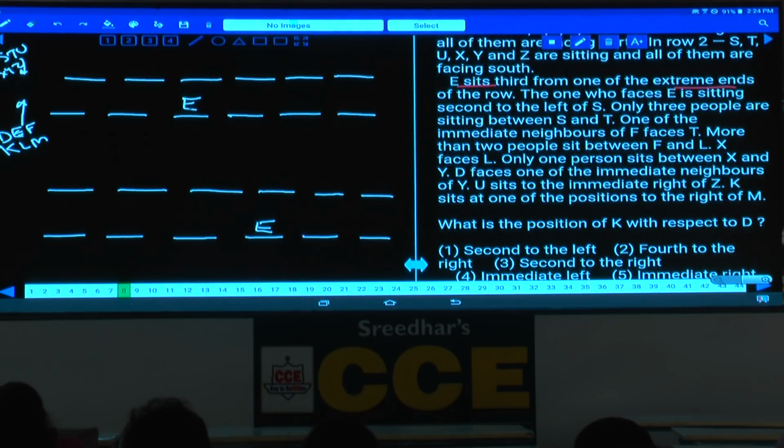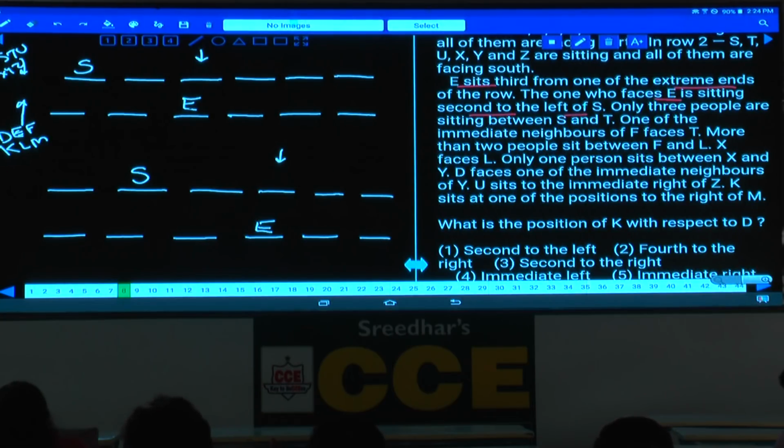The one who faces E is sitting second to the left of S. Now this person is sitting second to the left of S, and so where should S be? S must be here. Because these persons are facing south, their left hand side is towards our right hand side. And the one who faces E is seated second to the left of S.